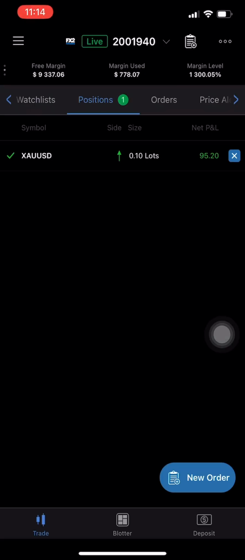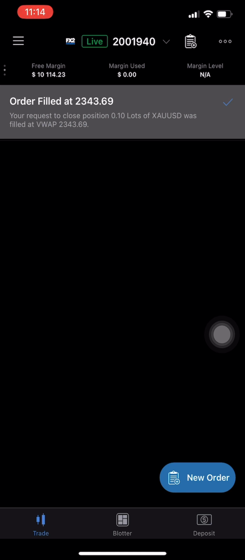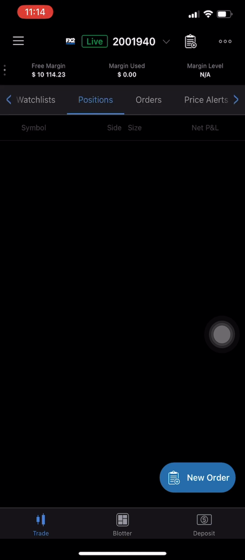My final position on the day is that I ended up making $114 for the day, which is around 1%. Right, so it wasn't a bad first day. Until tomorrow.